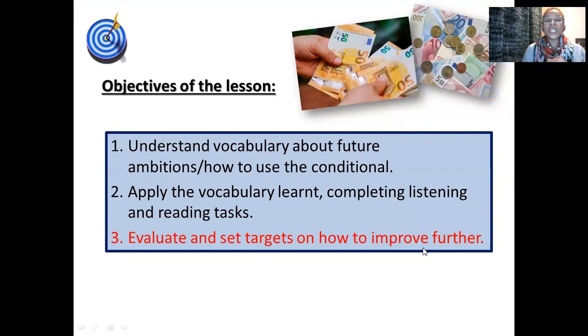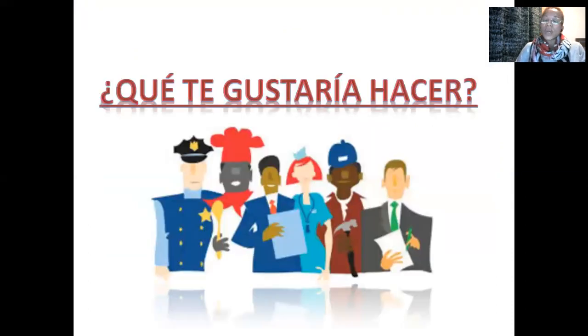So the objectives for the whole week are to understand vocabulary about future ambitions and how to use the conditional, apply the vocabulary learned, completing listening and reading tasks, and evaluate and set targets on how to improve further. Those are the objectives for the next 3 lessons. So we're going to look at the vocabulary, okay? So, ¿qué te gustaría hacer? What would you like to do?